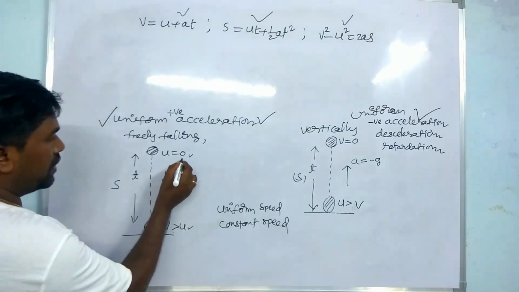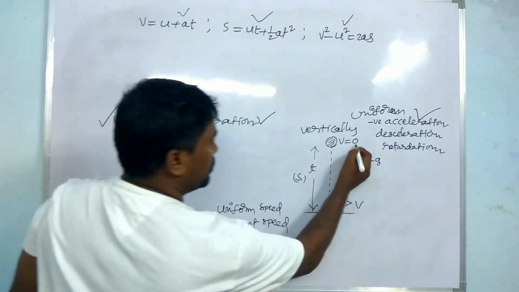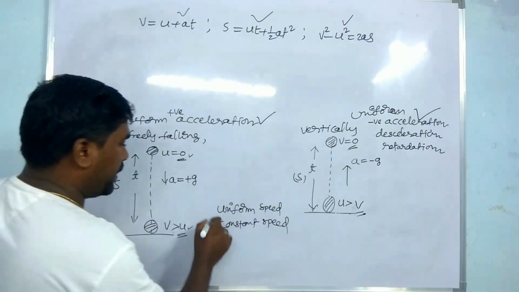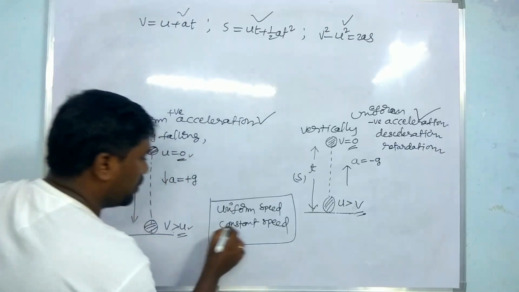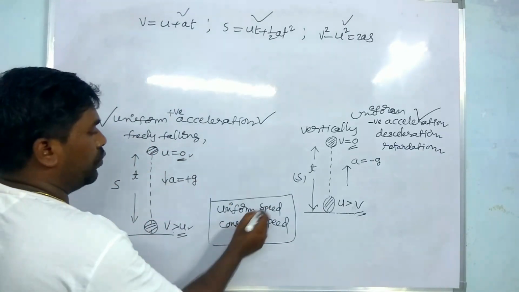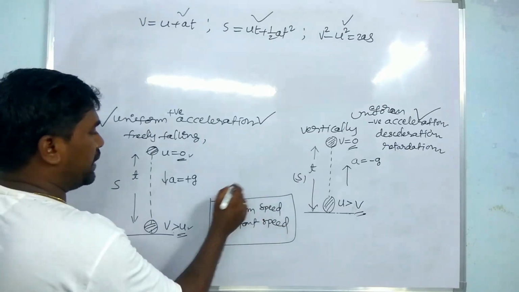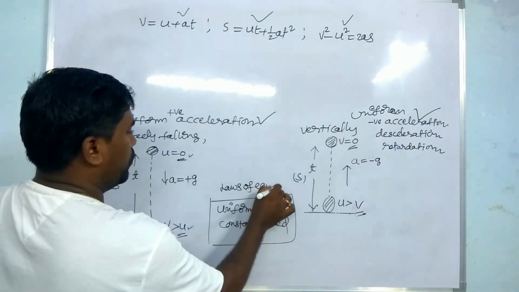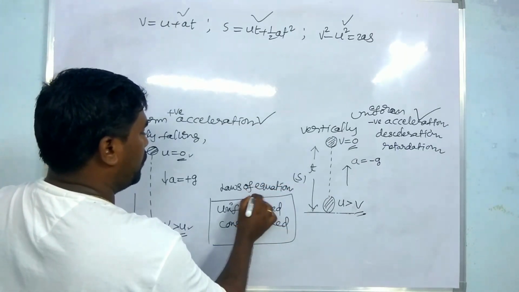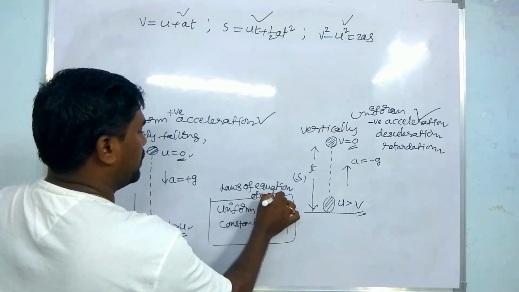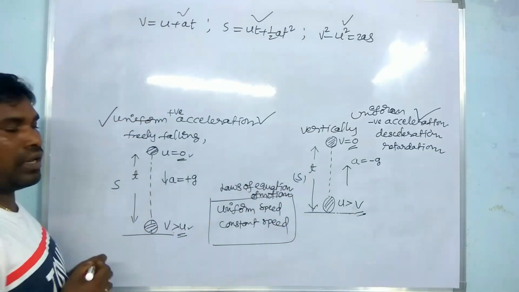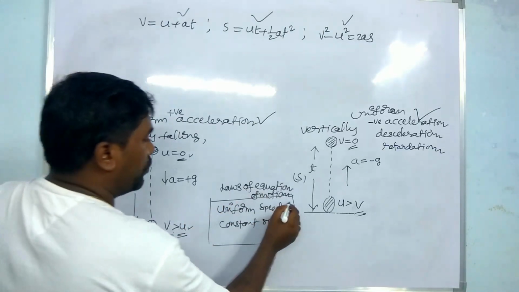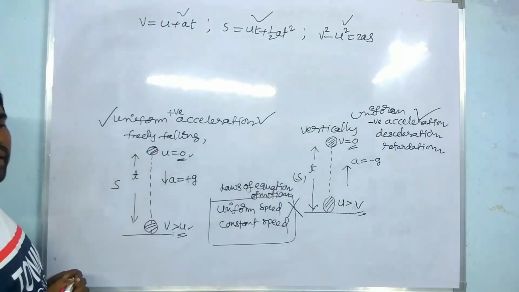Here you have to see the velocity changes. There is no constant velocity. But one more case is uniform speed, or constant speed. In this case, we do not use the laws of equation of motion. In which case do we not use the laws of equation of motion? In the case of uniform speed or constant speed, we cannot use them.